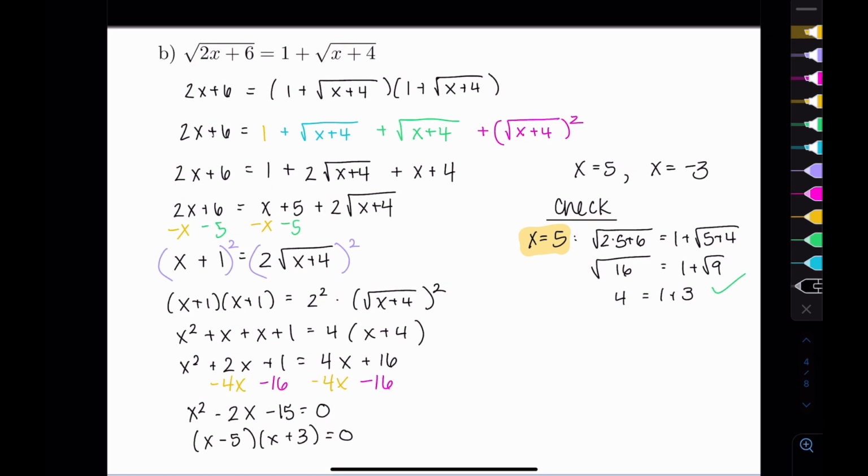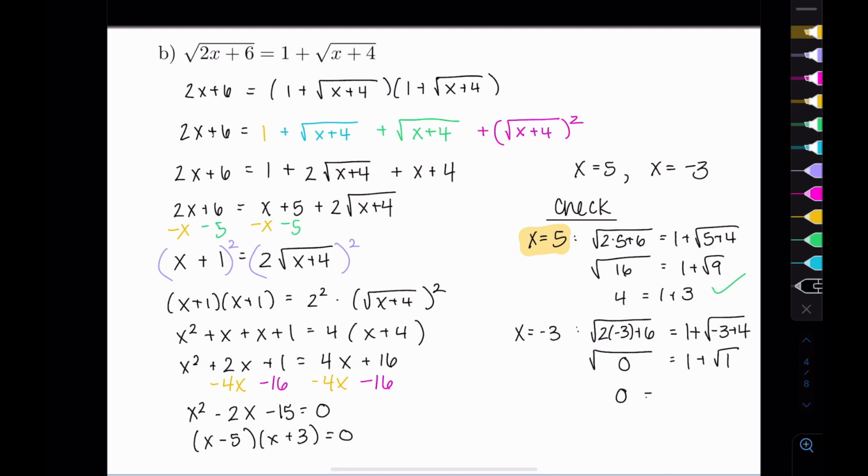Now we have to check our other solution, and it's likely this is going to be our problem. If we plug in -3, this gives us the square root of 2 times -3 plus 6 equals 1 plus the square root of -3 plus 4. So that gives us the square root of -6 plus 6, which gives us a 0, is equal to 1 plus root 1, which gives us 0 equals 1 plus 1.